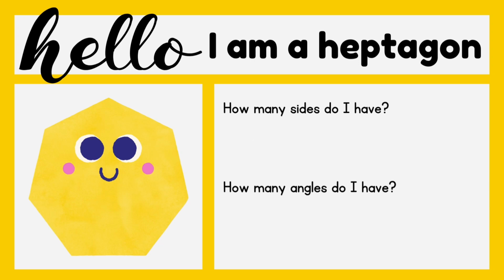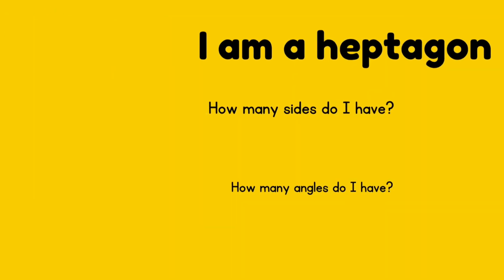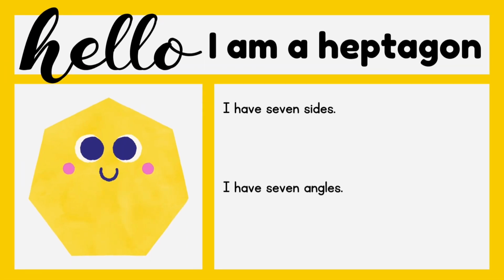Hello, I am a heptagon. Can you count how many sides and angles I have? Let's count them together. 1, 2, 3, 4, 5, 6, 7. I have 7 sides and 7 angles.